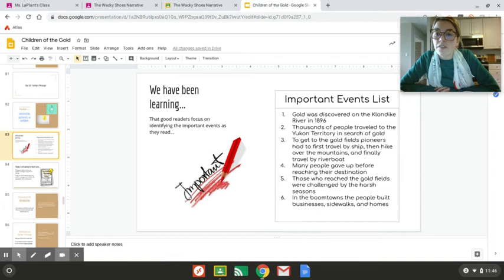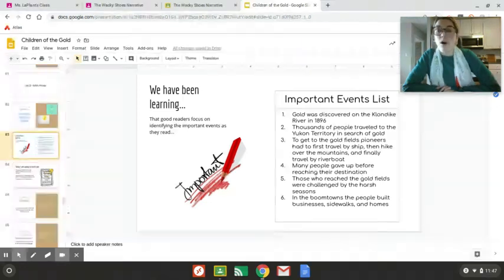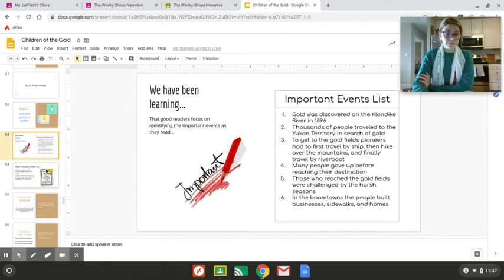So gold was discovered on the Klondike River in 1896. Then thousands of people traveled to the Yukon Territory in search of gold. To get to the gold fields, pioneers had to first travel by ship, then hike over mountains, and finally travel by riverboat. Many people gave up before reaching their destination. Those who reached the gold fields were challenged by harsh seasons, so really, really hot summers and really, really cold winters. In the boom towns, those towns that just popped up, the people built businesses, sidewalks, and homes once they were there.